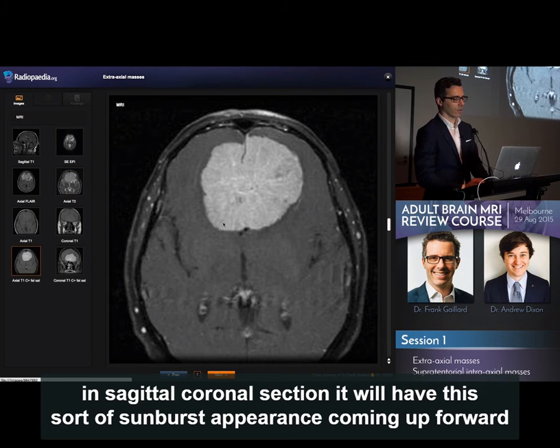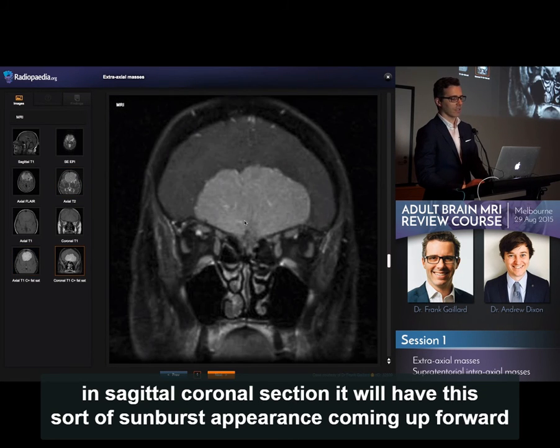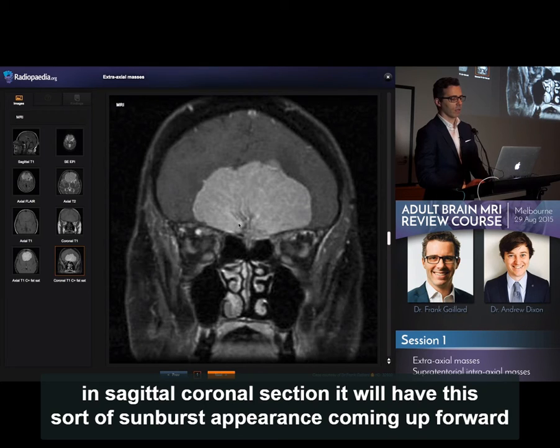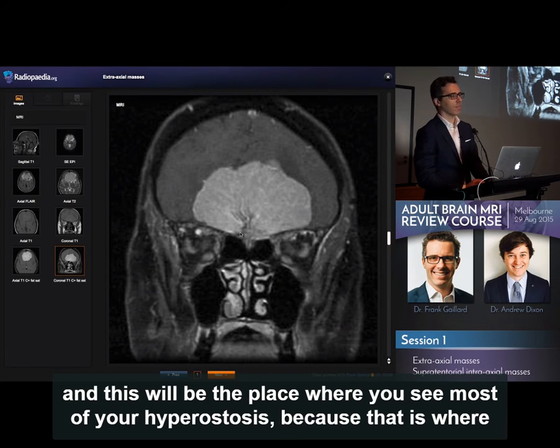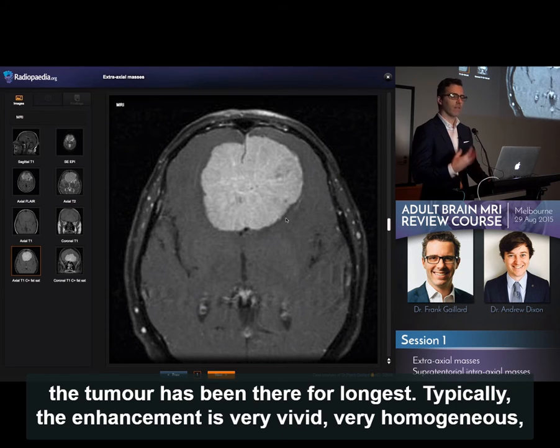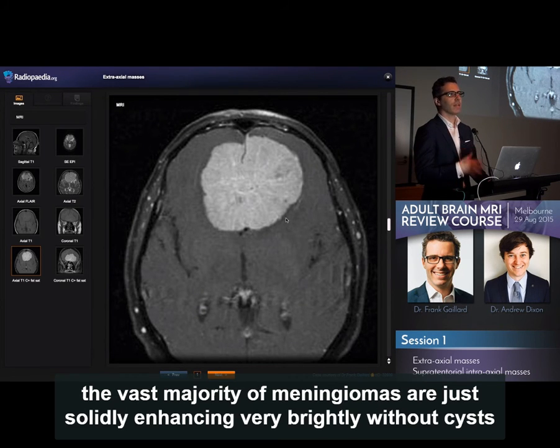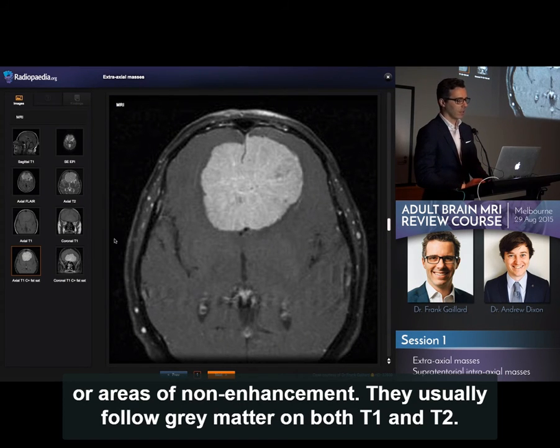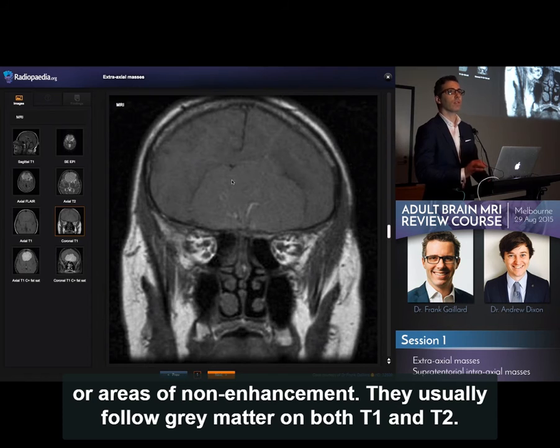Whereas in sagittal or coronal section, it'll have this sort of sunburst appearance coming up forward. And this will be the place where you see most of your hyperostosis, because that's where the tumour has been there for longest. Typically, the enhancement is very vivid, very homogeneous. The vast majority of meningiomas are just solidly enhancing very brightly without cysts or areas of non-enhancement.